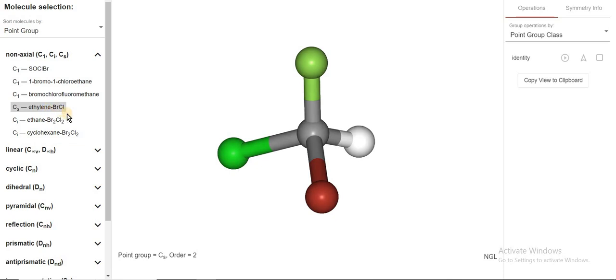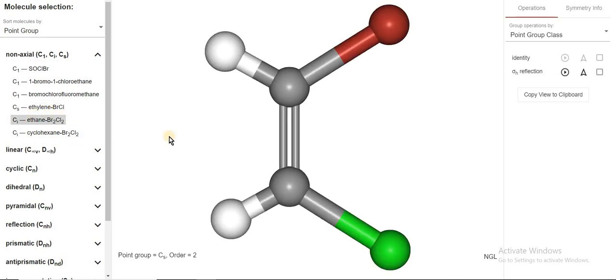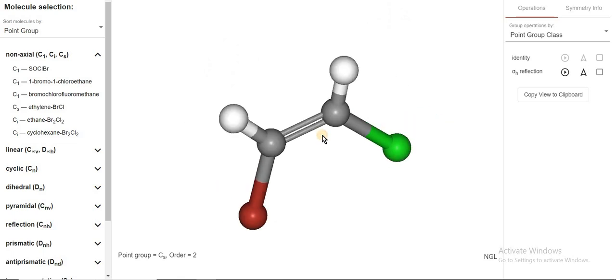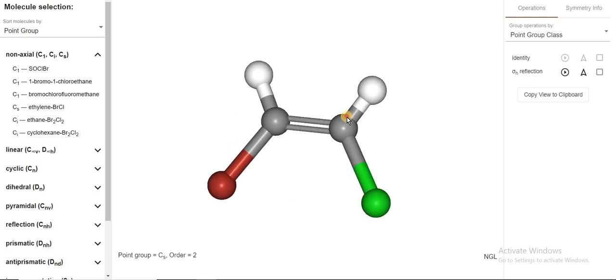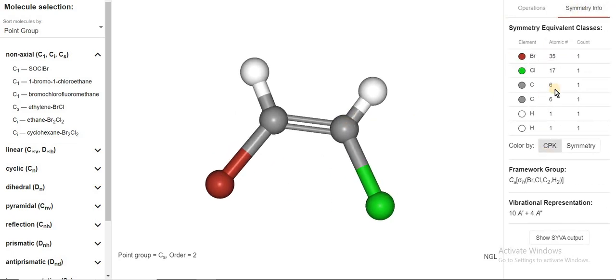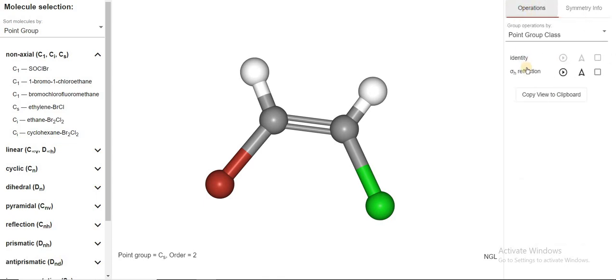Now coming to the next molecule. This is the ethylene BrCl molecule, a simple molecule which is planar. These are the atoms. Now this molecule has one identity element and another symmetry element, sigma H, which is a reflection plane.